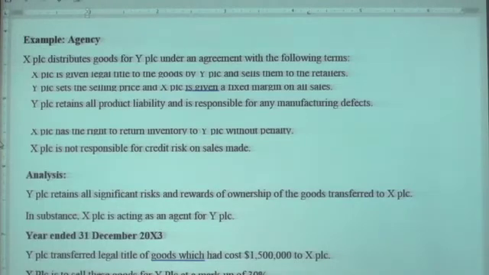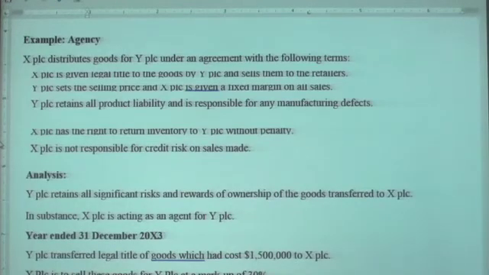XPLC is given legal title to the goods by YPLC and sells them to the retailers. YPLC sets the selling price and XPLC is given a fixed margin on all sales. YPLC retains all product liability and is responsible for any manufacturing defects. XPLC has the right to return inventory to YPLC. Unsold items X will return to Y because X is only an agent. XPLC is not responsible for any credit risk. He just distributes it.